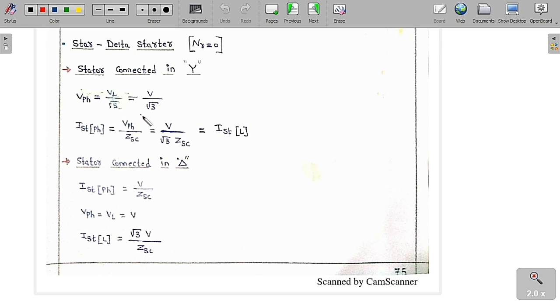Now after some time I am going to change into delta fashion. I will see what is the nature. Then the starting phase current is nothing but phase voltage by impedance. Phase voltage is equal to V, so V by ZSC, because in a delta fashion, phase voltage is equal to line voltage is equal to V. And what is the starting line current? Same thing as the previous one, which is root 3 into phase current. So root 3 into phase current is root 3 V by ZSC. So this is the thing that you are going to get here.